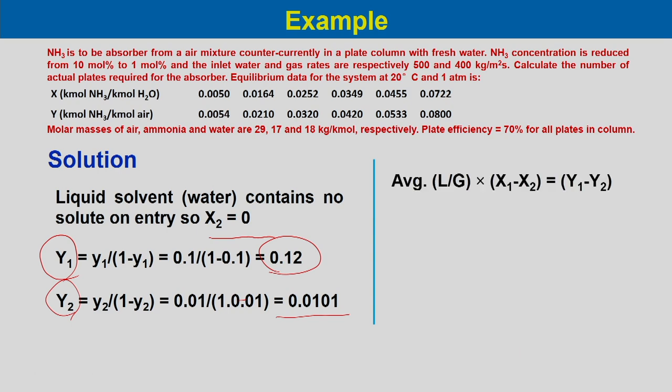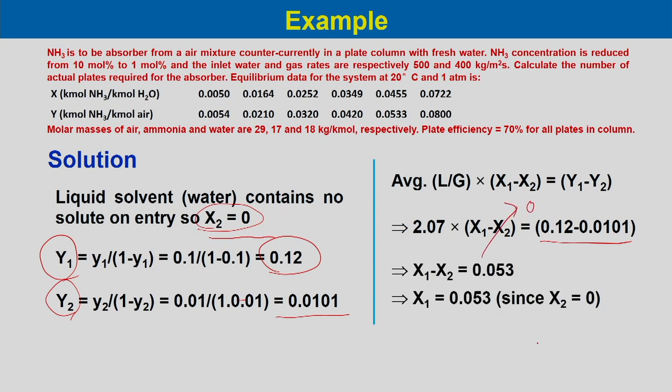Now, average L by G into X1 minus X2 would be equal to Y1 minus Y2. This is from the species mole balance. If we substitute average L by G, which is 2.07, into X1 minus X2, it would be equal to 0.12 minus 0.0101. As the solvent is solute free, X2 is essentially 0. We will have X1 as 0.053. So, capital X1 and capital X2 are now known.